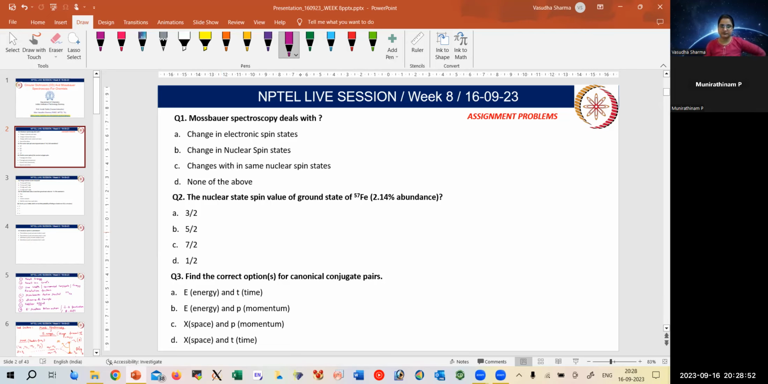Change in nuclear spin state, ma'am. Because we need to have I equals 1/2 to 3/2 or 3/2 to 1/2. It can't be in the same nuclear spin state because it would not be absorbing anymore. Now try the second question.